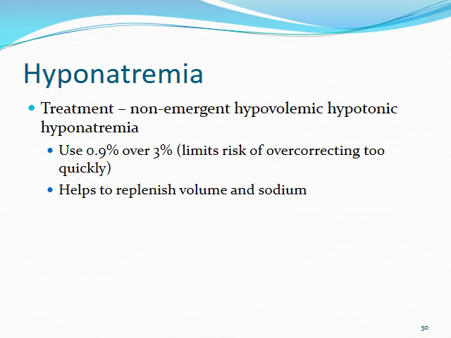Again, treatment: if you have non-emergent hypovolemic hypotonic hyponatremia, so this would be patients who are relatively stable, maybe having some CNS manifestations, but they're relatively stable. Here in these situations, because they're already volume depleted, you typically want to utilize normal saline over 3%. This helps to limit your risk of overcorrecting them too quickly, and it's also going to help replenish their volume. So in these cases, you'd definitely want to use NS over 3%.